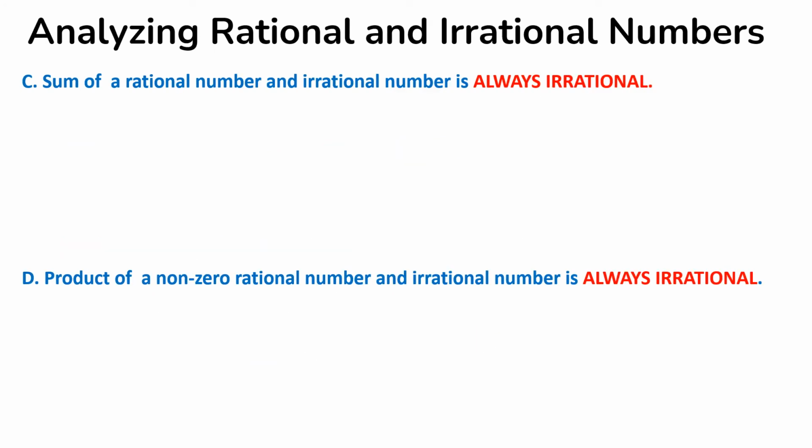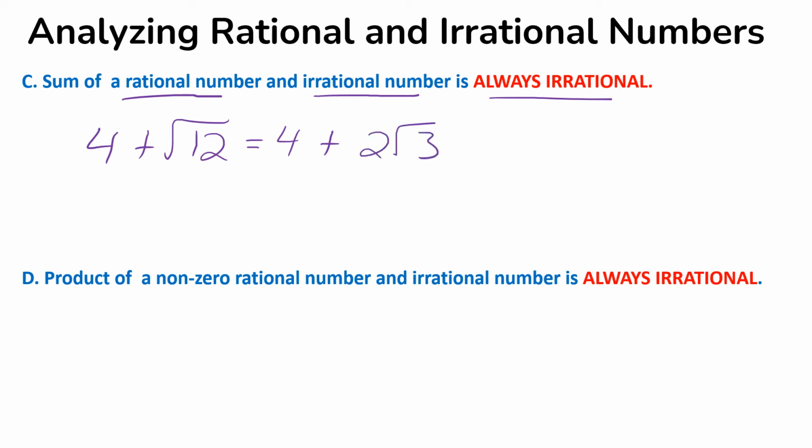All right, so let's look at these two. The sum of a rational number and an irrational number is always irrational. An example would be 4 plus the square root of 12. This 4 is rational, square root of 12 is irrational. And just to break it down a little more, we could rewrite the square root of 12 as 2 times the square root of 3. That square root of 3 is irrational. Another one would be 2 plus pi. Because pi is irrational, doesn't matter what number you add to it, the result will still be irrational.